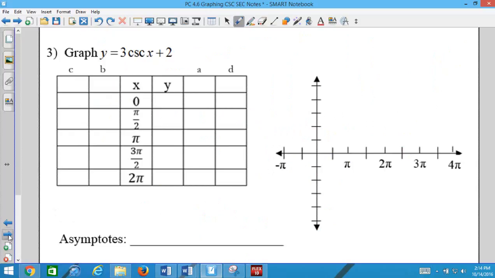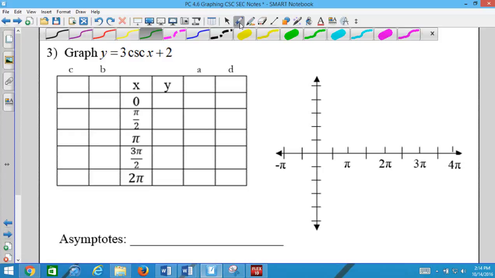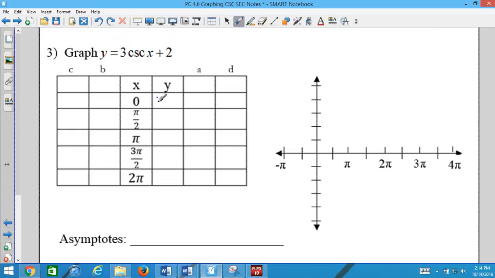So now we're going to put transformations in that. This one is cosecant. So I'm going to use the values from example 1 as my key points.